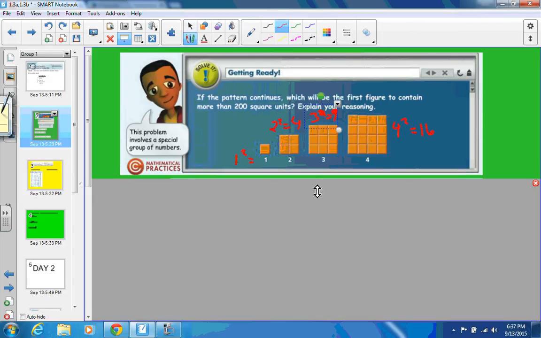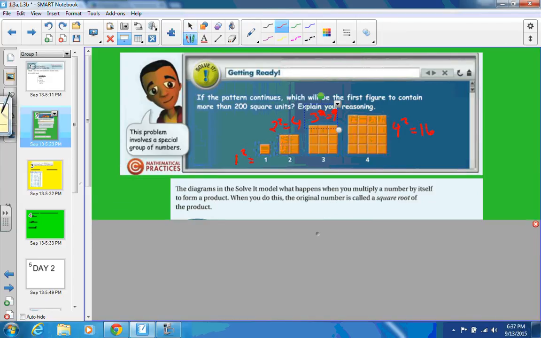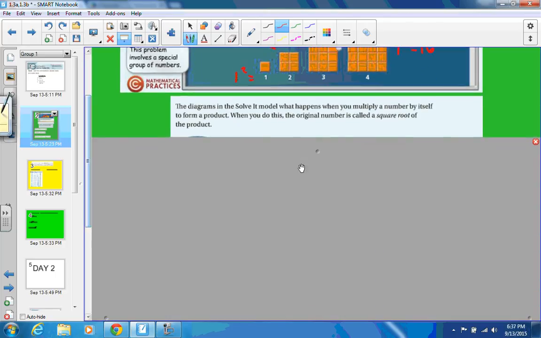Square roots is actually the opposite. So it says right here, the diagrams in the solve it above model what happens when you multiply a number by itself to form a product. When you do this, the original number, or in this, the first one we had 1 was our original number, second one was 2, 3, 4. That is called the square root of whatever the product is. So let's explain that a little bit further here.